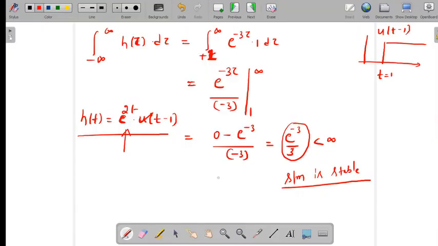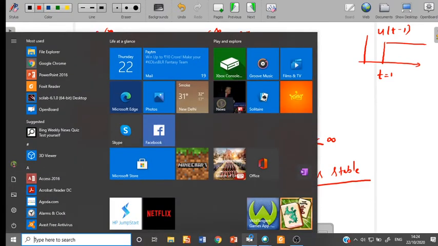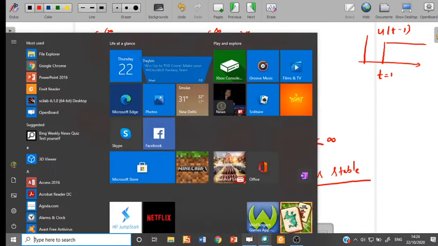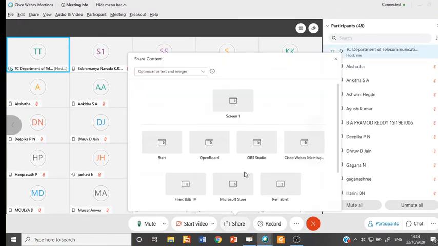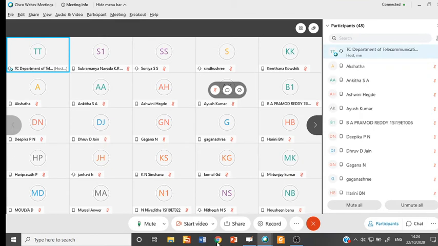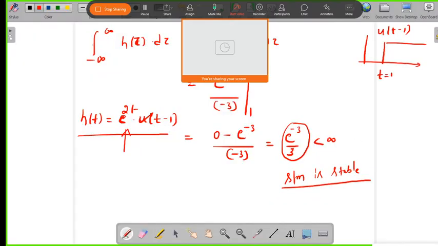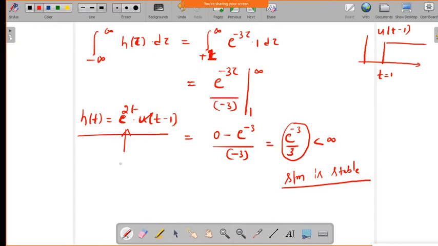So now try to do that. Another one in discrete time I'll give. So try to do it. I will show one discrete time signal and we will proceed. So this you have got. So I wanted to do it, or you have done it.